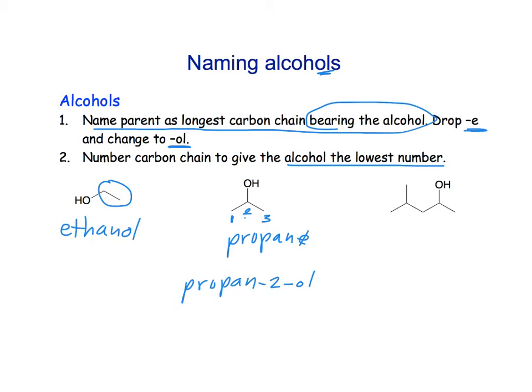Let's look at the last example. So in this one, we're going to start with a pentane. We're going to number that pentane to put the alcohol at the lowest possible number. So we'll start numbering from right and go to left. 1, 2, 3, 4. So we have a 4-methyl pentane 2-ol.